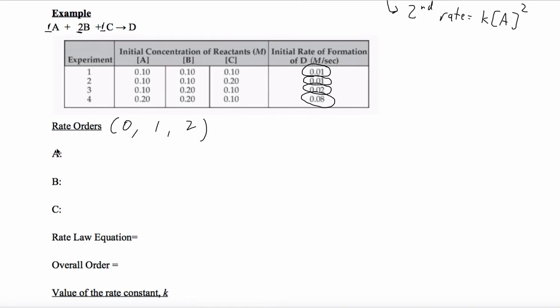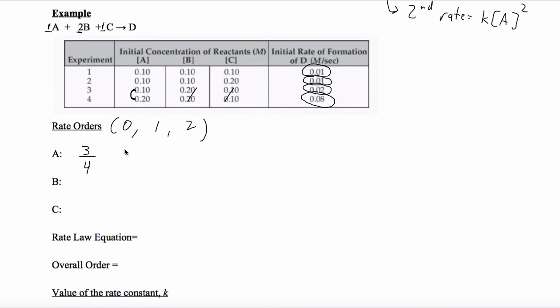So here's how you do it. In order to get the rate order for A, we have to find where B and C are constant and A changes. So let's find A. If you look at 3 and 4, A changes and B and C were both held constant. So that's going to allow us to see how A affects the rate. So the way I do it is I just divide 3 over 4.